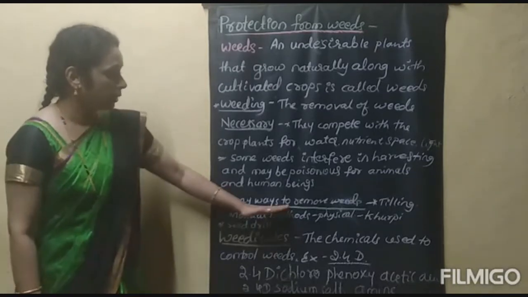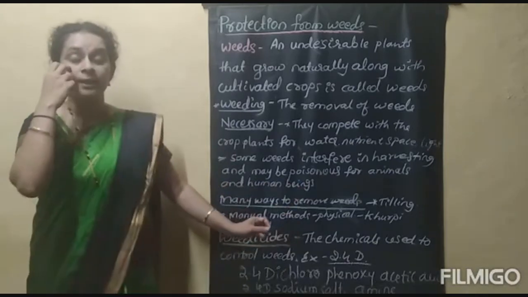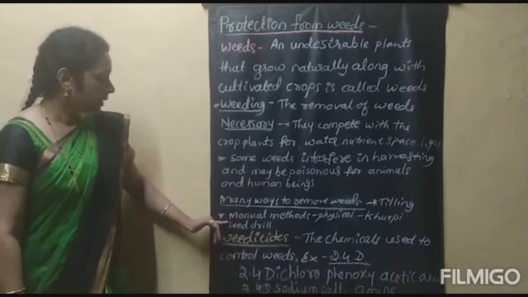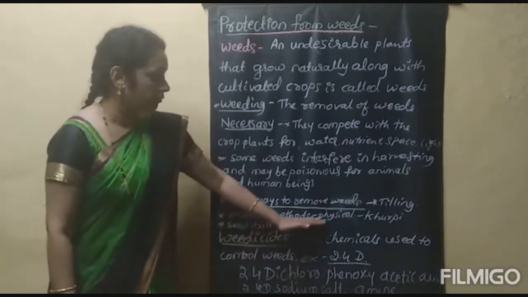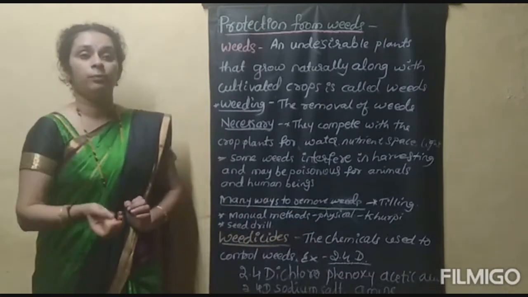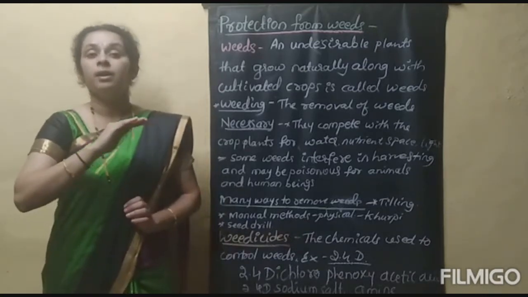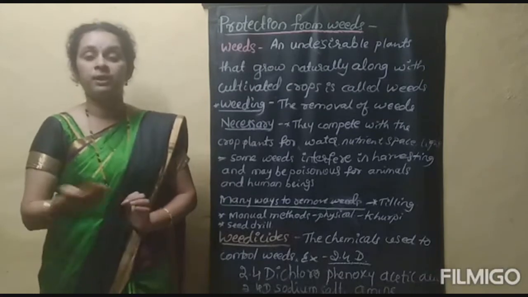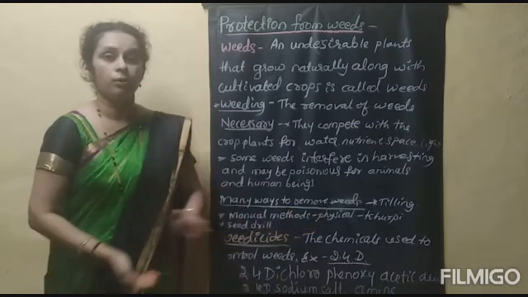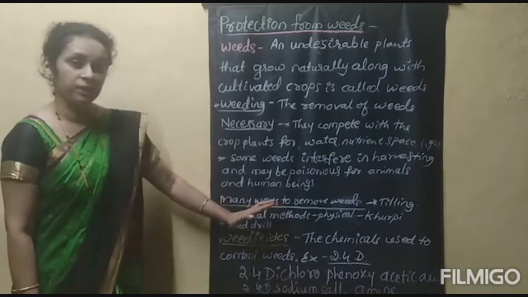There are many ways to remove weeds. First one is tilling. At the time of tilling, these weeds can be removed. Next method is the manual or physical method. Weeds can be uprooted and can be cut with the help of a khurpi, cutting the weeds very close to the ground. That is a manual or physical method of removing the weeds.